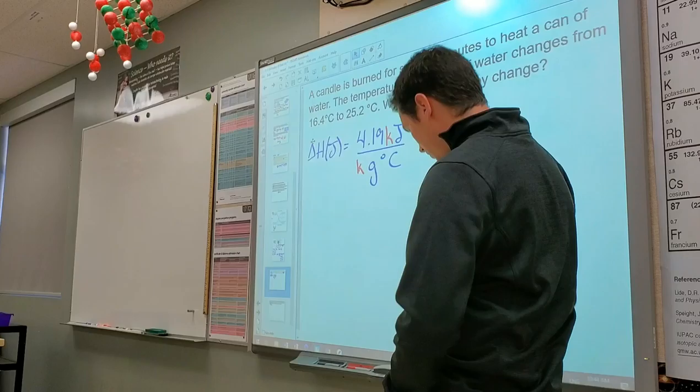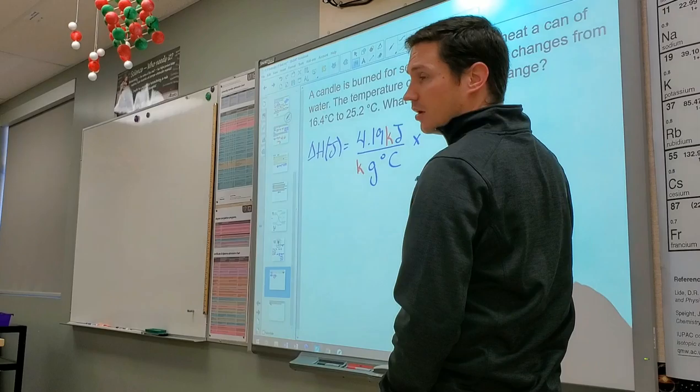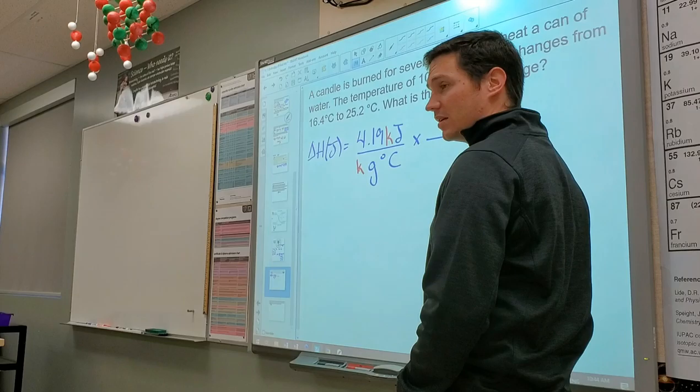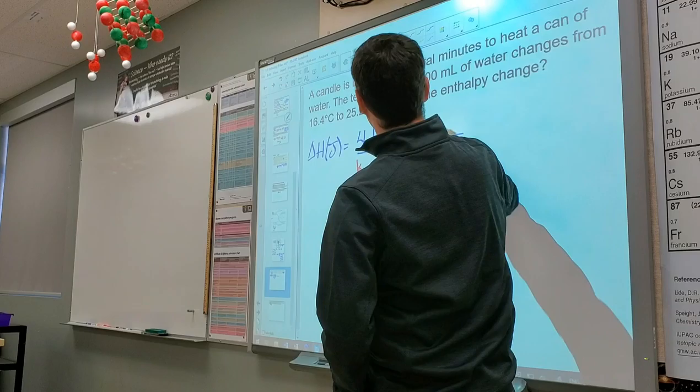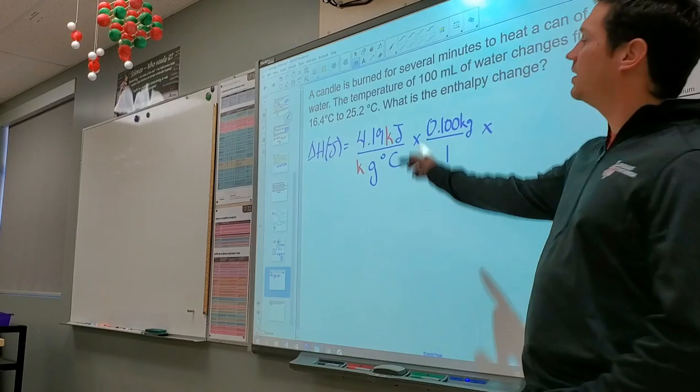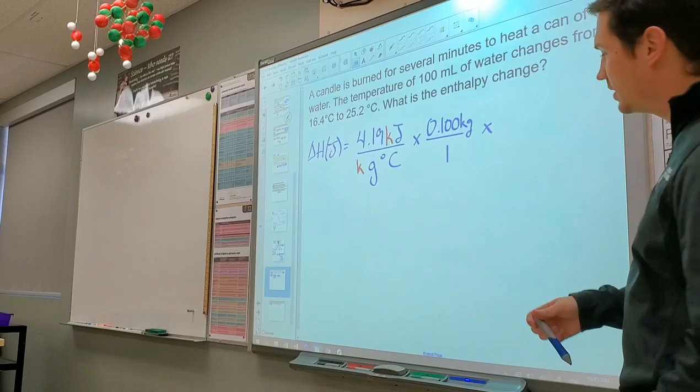So, we could turn 100 milliliters into grams. What is 100 milliliters in grams? It's 100 grams. But what is 100 grams as a kilogram? If you're not good at metric conversions, this is going to be tough, right? Does anybody need me to go over how to convert between grams and kilograms? Okay, well, let me know. So this is 0.100 kilograms of water.